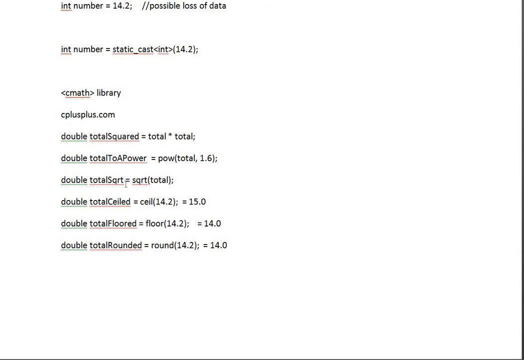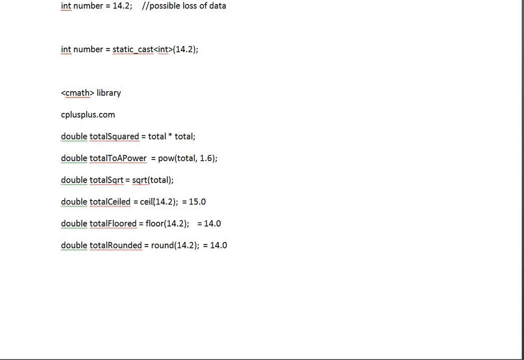I can also take the square root of total by using the square root function. Again, here is total, and here is the square root function that comes from the cmath library. Now, there are some other very handy functions you can use.